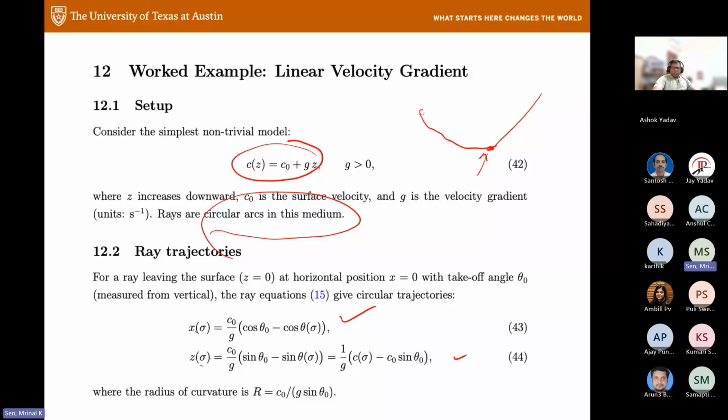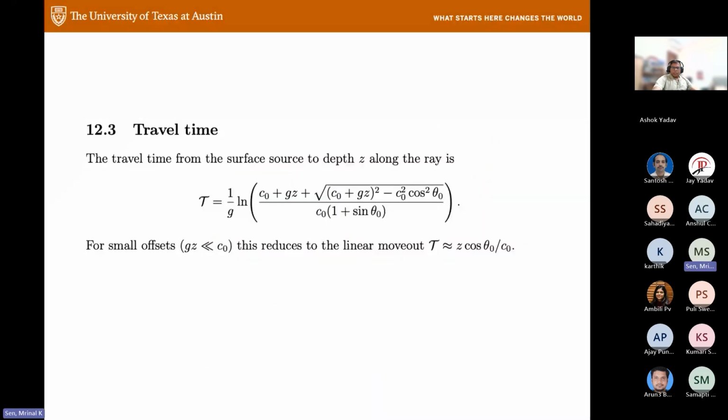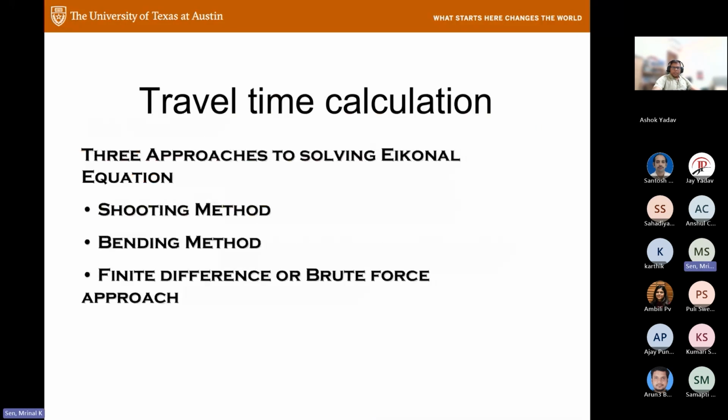Now you have to worry about this because when you're talking about the full waves, you have to include these paths, and you have those turning rays. Okay, and then for the linear gradient, you have analytic expressions for the travel time. But for a general anisotropic medium, a general laterally varying medium, we have to compute this numerically. So there are methods: the shooting method, bending method, and finite difference or brute force approach. And I'm going to show you these methods.